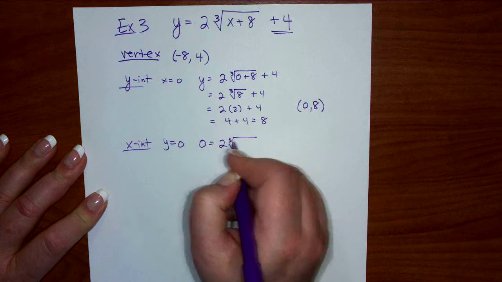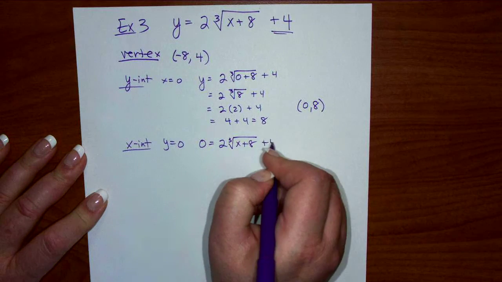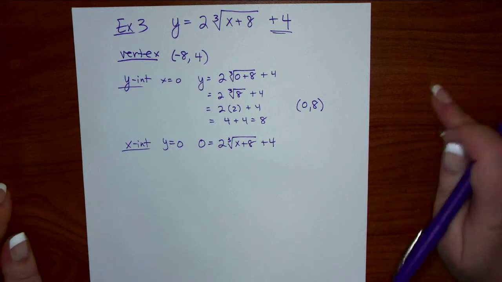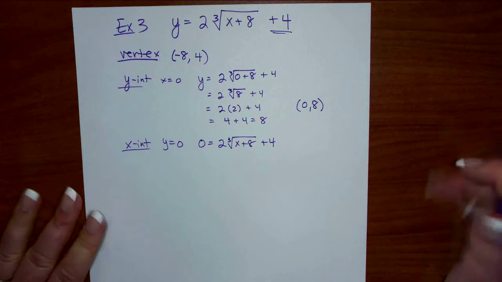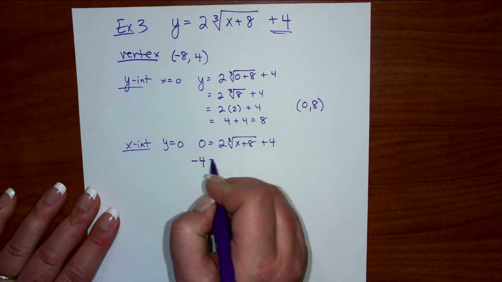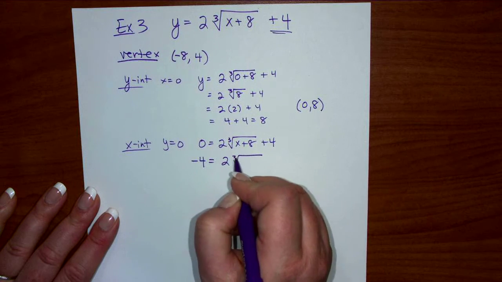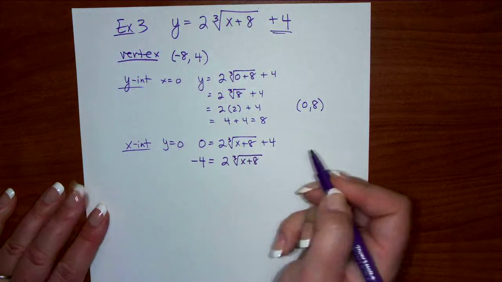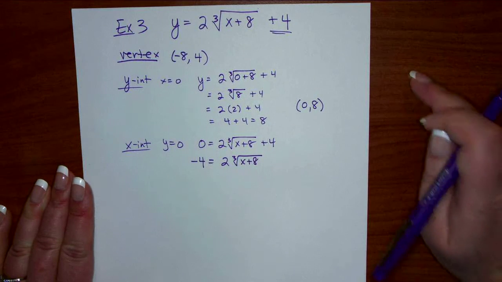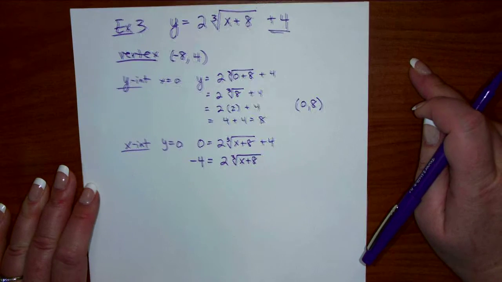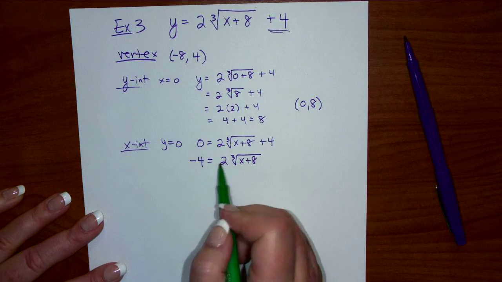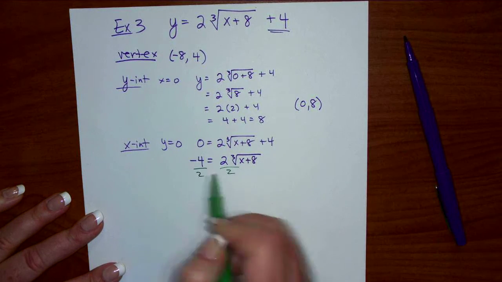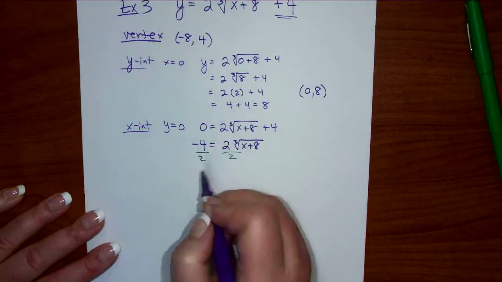So we need to isolate the cube root. So what do we move first? The 4. Now that's not isolated when there's something in front of it. What do we have to do with that 2? Divide both sides by 2 to get rid of that 2. Anything that's multiplied in front you would divide. So we would have negative 2, 4 over 2 is negative 2, equals the cube root of x plus 8.